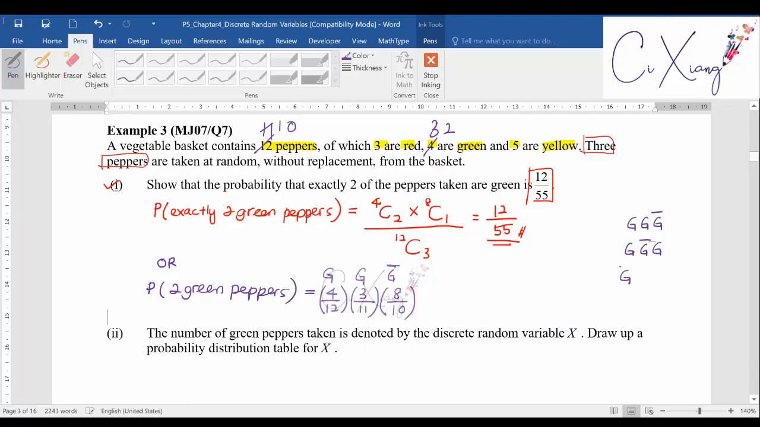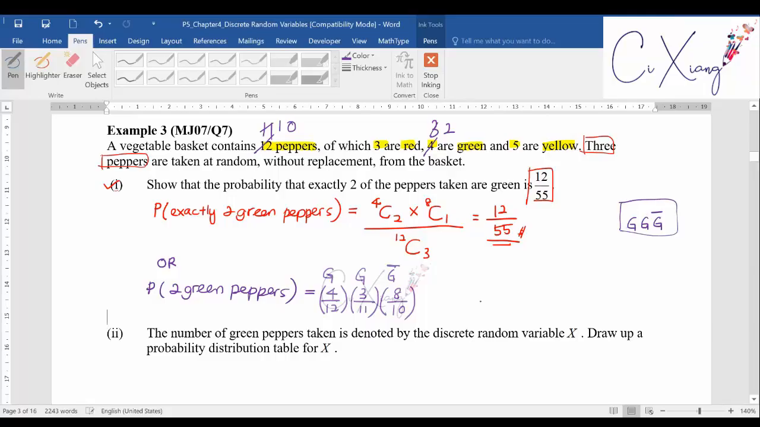And then you might have non-green and then green, which is also another case where you're having 2 green peppers. So you can multiply by 3 if you want, because there are 3 different arrangements. Or you can use a shortcut, the formula that we learned before. You just look at this one: you're having 2 green and 1 non-green. So these are 3 items.